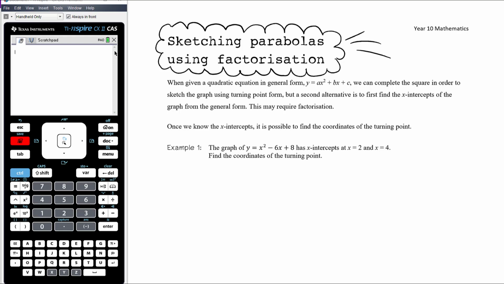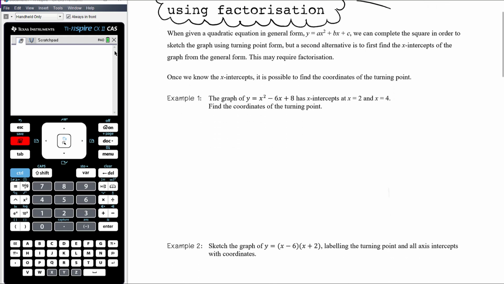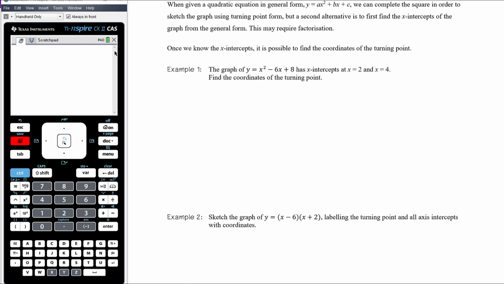So I'm going to skip some steps in this first example here and say to you, okay, the graph of y equals x squared minus 6x plus 8 has x-intercepts at 2 and 4. Now we can find them, that's fine, but I'm not focused on that right now, we'll do that in a bit. But if I know that I have a parabola with x-intercepts at 2 and 4, I want to find the coordinates of the turning point using that information. So having found the x-intercepts, how do I then get to the turning point?